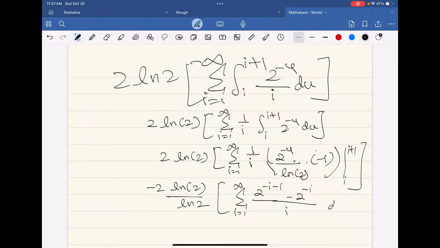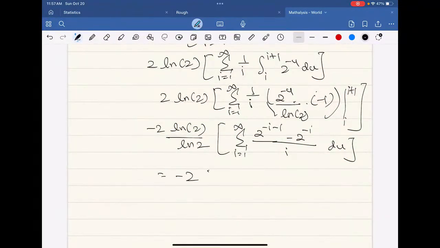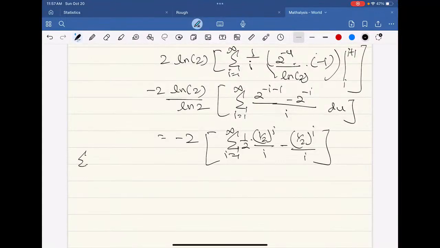by i, right? Now this will be minus 2 times, I don't know where I'm going actually, but I just hope that I would be fine. Sum from i equals 1 to infinity, this is just 1 by 2 times 1 by 2 to the power i by i minus 1 by 2 to the power i by i. Okay, I can sense that this sum n equals 1 to infinity of x to the power n by n is just minus ln of 1 minus x, right?